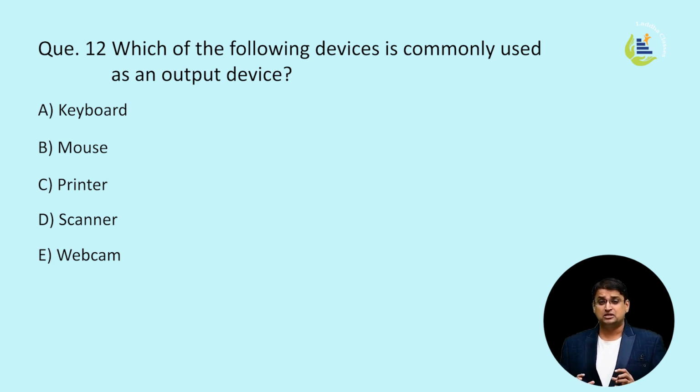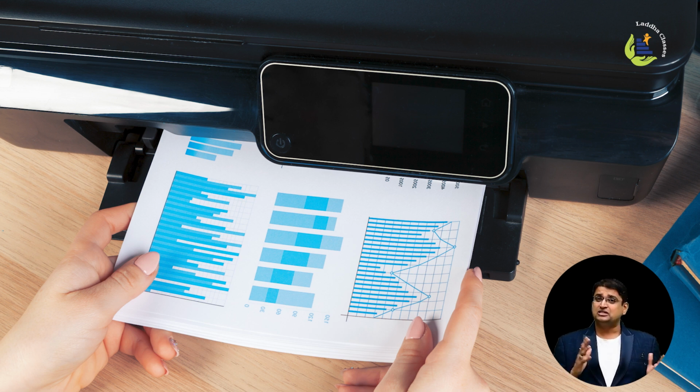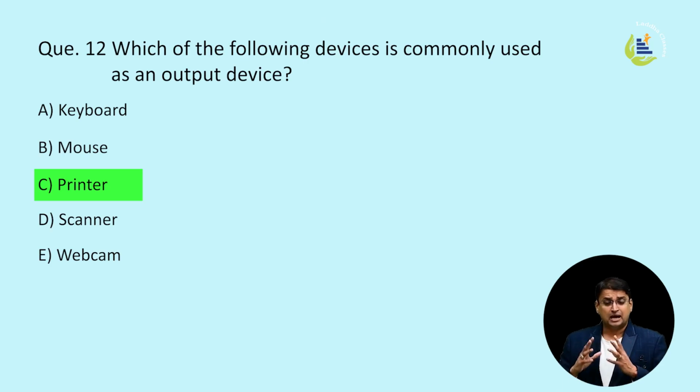Question 12. Which of the following devices is commonly used as an output device? Options are keyboard, mouse, printer, scanner, webcam. Correct answer option is C, printer. Because a printer produces a physical copy of digital data, making it an output device. Keyboard, mouse, scanner, and webcam are all input devices.